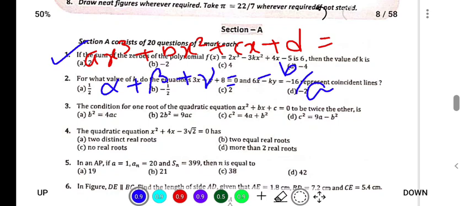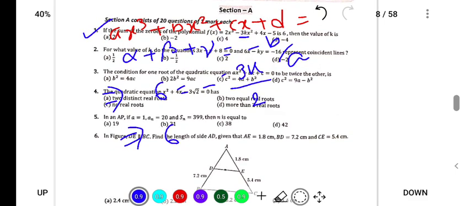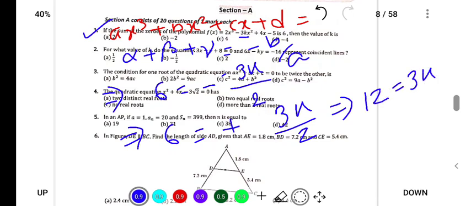So it is given, the sum of all the roots is 6. Sum of roots is minus b upon a. Here b is minus 3k, and a is 2. So 6 is equal to plus 3k by 2, or 12 is equal to 3k, right? Or k is equal to 4. Got it?